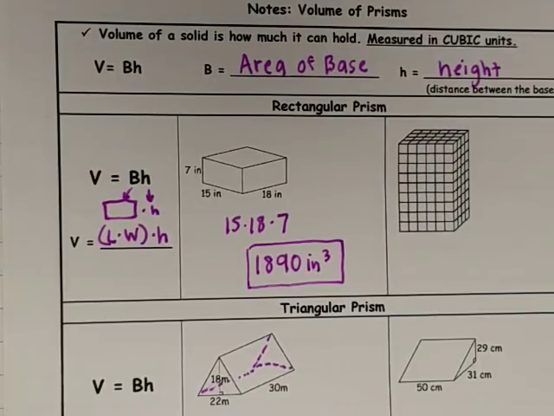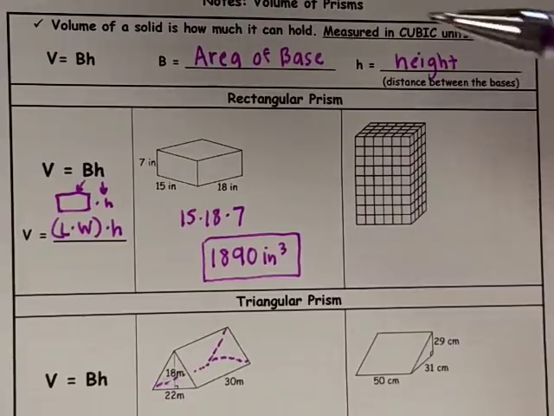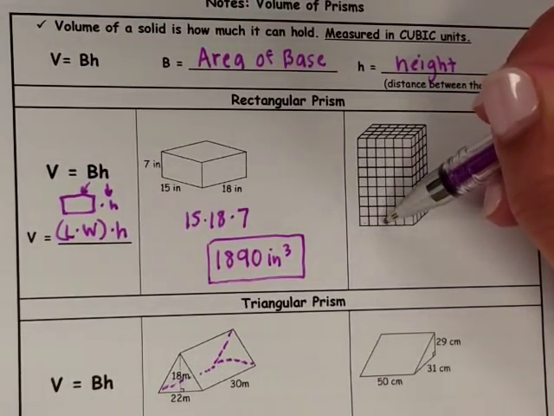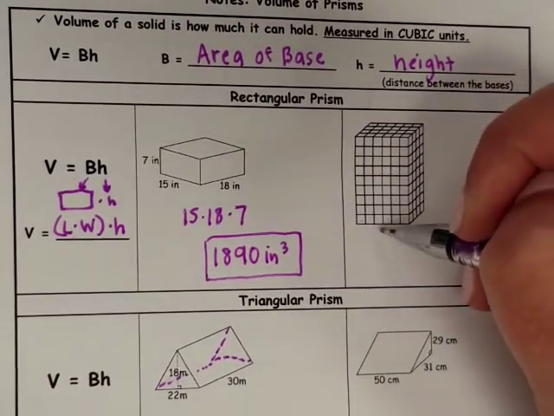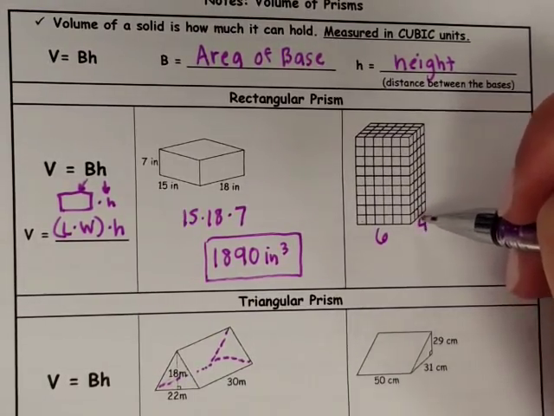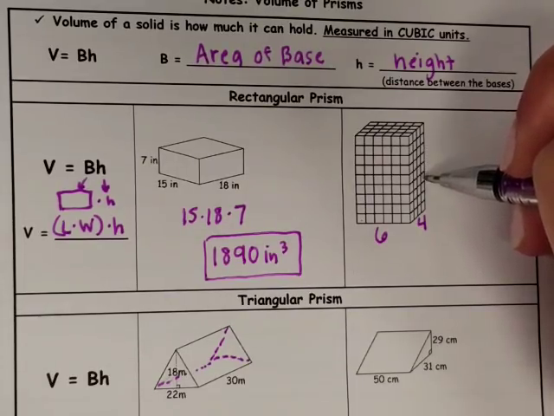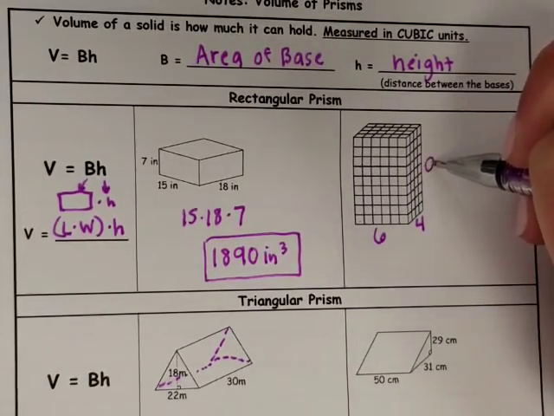Okay. All right, this next shape doesn't give us any numbers, but it does give us blocks, and so what we can do is just count those. 1, 2, 3, 4, 5, 6 across. 1, 2, 3, 4 wide, and 1, 2, 3, 4, 5, 6, 7, 8, 9 high.